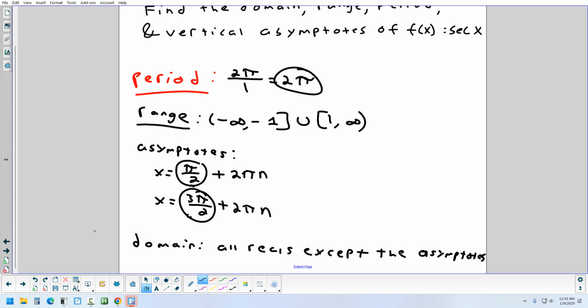Okay, and that's the kind of stuff that we're going to do with these 4 trig functions. No graphing by hand. But that's all the information you would need to figure out the graph by hand. We just don't do that. Okay. Questions on any of those 4 things?